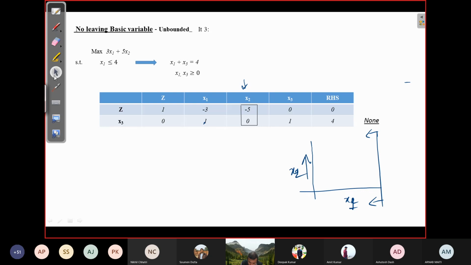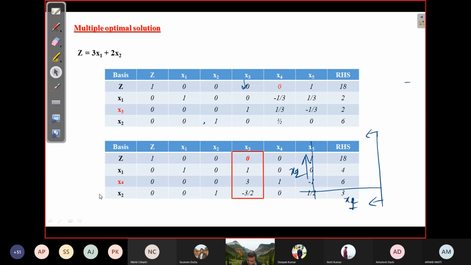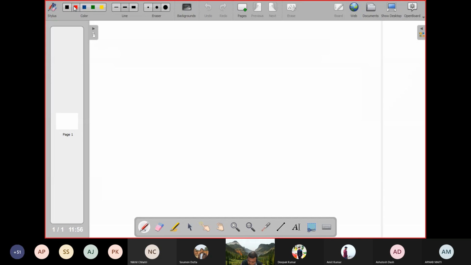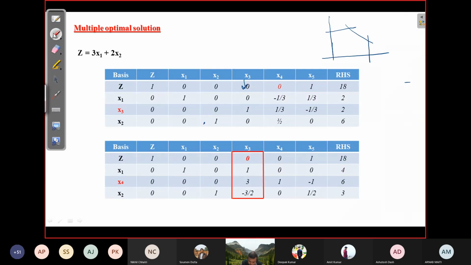Now I'll give you another special case, which is a multiple optimal solution. This is also discussed, and now we'll see how to do it in the table. Graphically, we can always see what a multiple optimal solution is. Suppose I have this problem, and my objective function is parallel to this constraint. This is the red line, the objective function. Then I'll know that the optimal solution will be any point on this line segment.